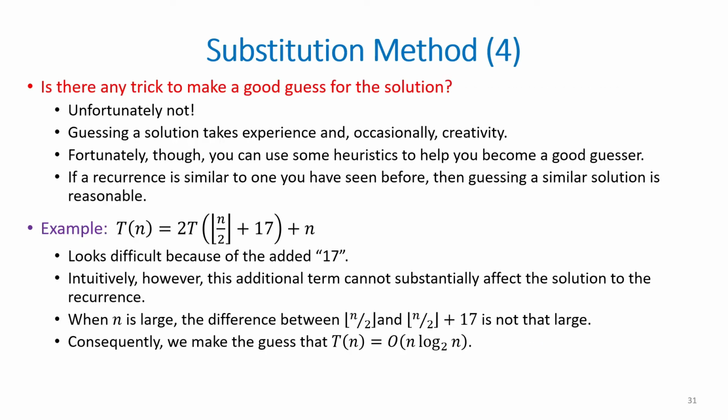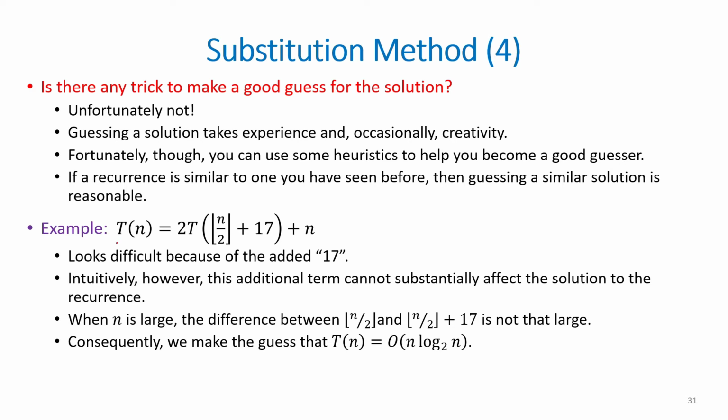We saw that solving the recurrence equation using substitution method is quite straightforward. But the only challenge is, how do we get a good guess for the solution? Is there any trick? The answer is no. The only way to come up with a good guess is through experience and by looking at the structure of the recurrence equations. So if you see a recurrence equation similar to one to which you already know the solution, then you can make a good guess by using the same solution as your beginning guess.